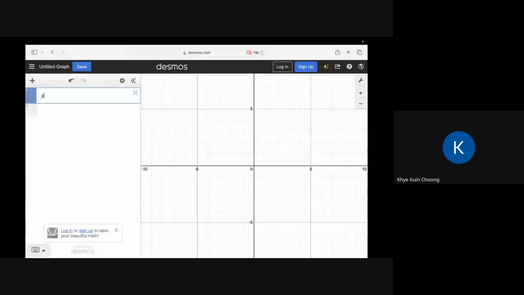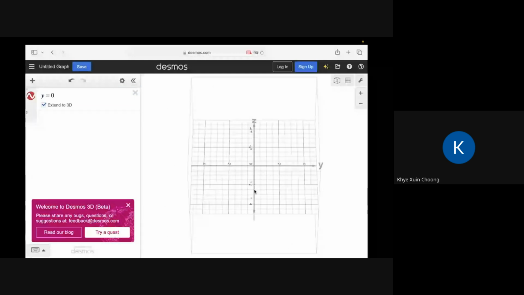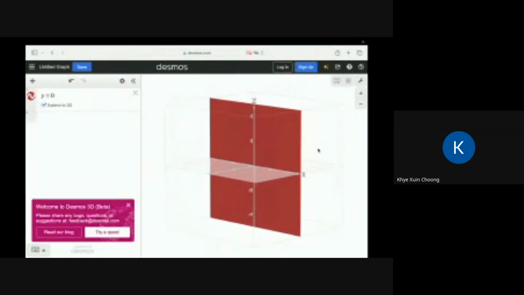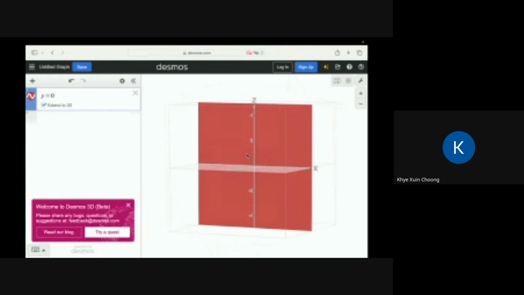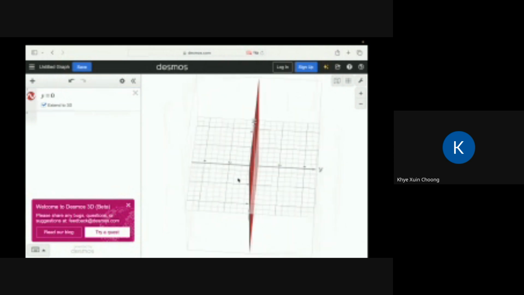Okay, I want to use the 3D. Okay, y equals to 0, meaning that the whole thing, the number that can occur, only occurs when y equals to 0. So if it occurs at y equals to 0, it actually lies on both x and y. You can see, right, it's on the xy plane. So y equals to 0 is on the xy plane.